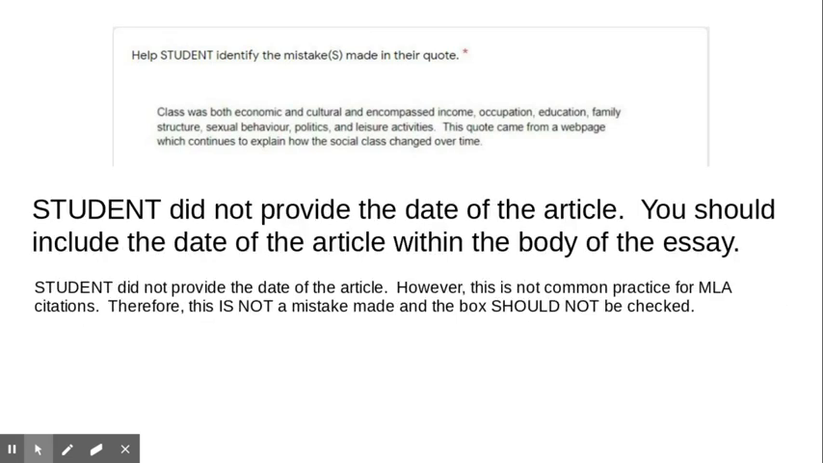Student did not provide the date of the article. You should include the date of the article within the body of the essay. So the date is not included. However, that's not common for MLA citations. So it's not a mistake made, so that checkbox should not be checked.